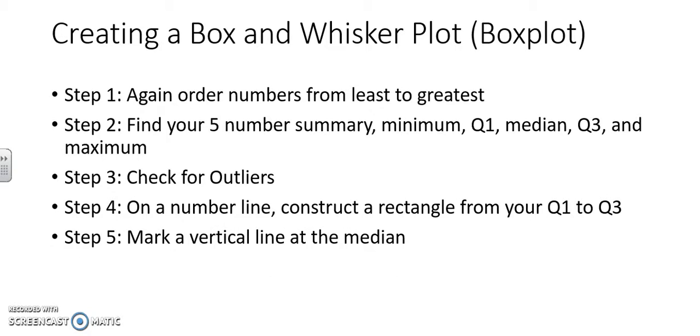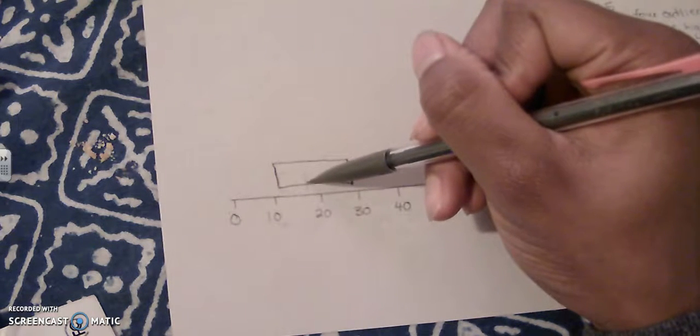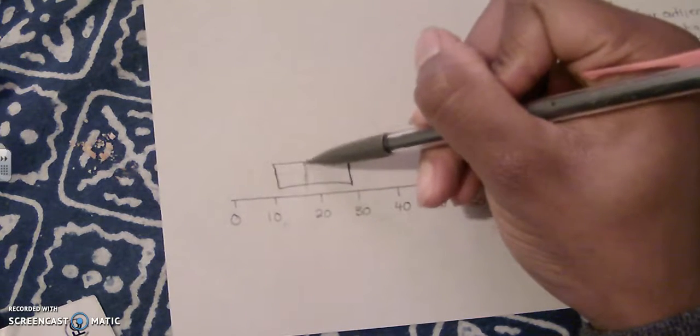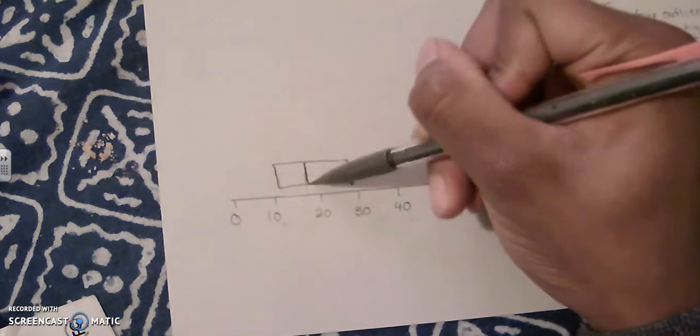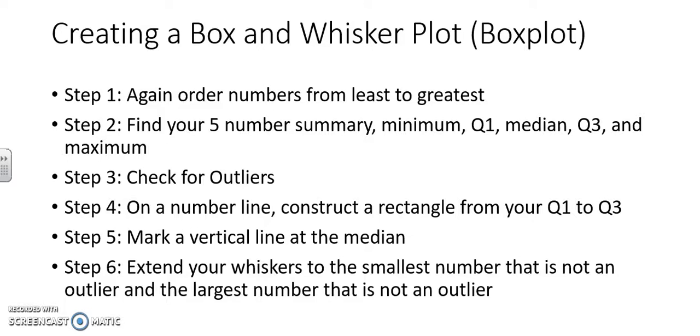Our next step is to mark a vertical line at the median of your data set. So if you remember, our median was 17.5. So I will go to my 17.5 on the number line, which we can estimate to be around here, and I will draw a vertical line to represent this median. Our sixth step is to extend whiskers to the smallest number that is not an outlier and the largest number that is not an outlier.